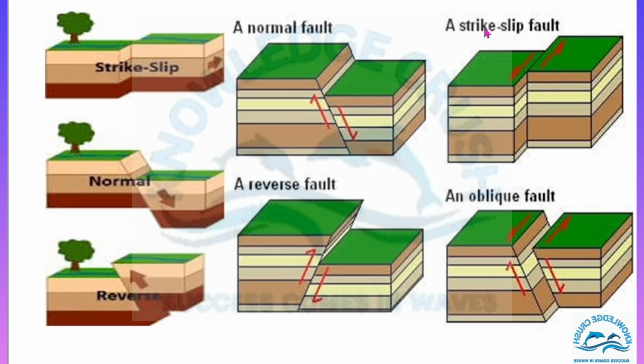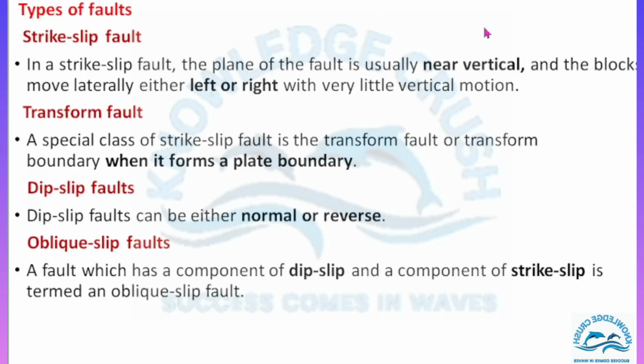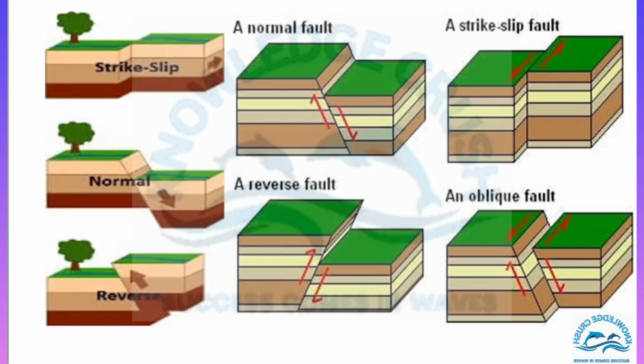Okay. If we take an example of the transform fault, that is the Dead Sea, which comes under the transform fault. Now the third is called the dip slip fault. See, this is again the same fault, dip slip fault. Dip slip fault can be either normal or reverse. See, this is the normal or this is the reverse. These are the two types only.